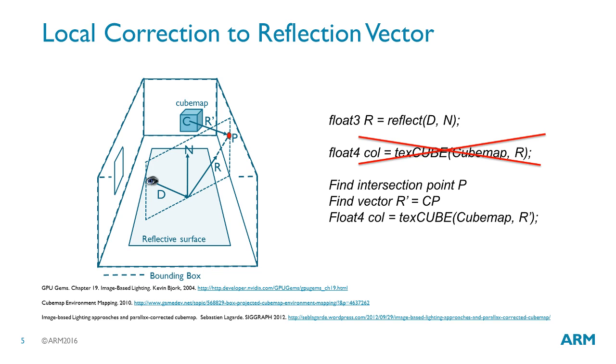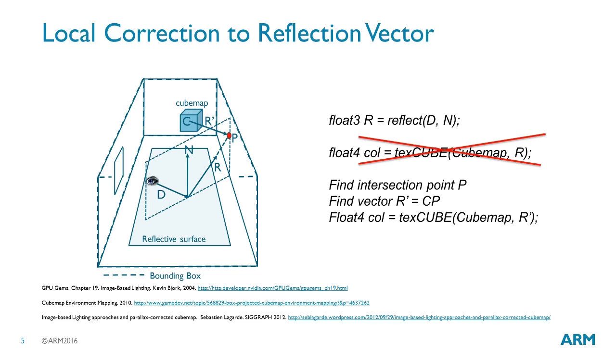And the simplest proxy geometry is a bounding box, and we will find the intersection of the reflection vector with the bounding box, and then we will build a new vector from the position where the cube map was rendered to the intersection point. We find this R prime vector, and that is the vector we use to fetch the texture from the cube map, and this is the vector we use to build our reflections. So we call that process the local correction to the reflection vector, and in this way we are binding our reflection with the environment, with our local environment.